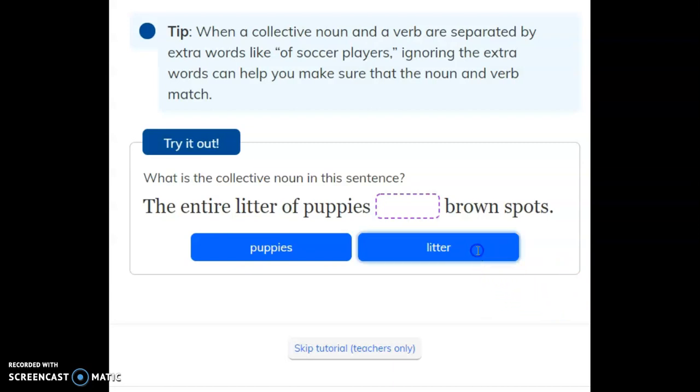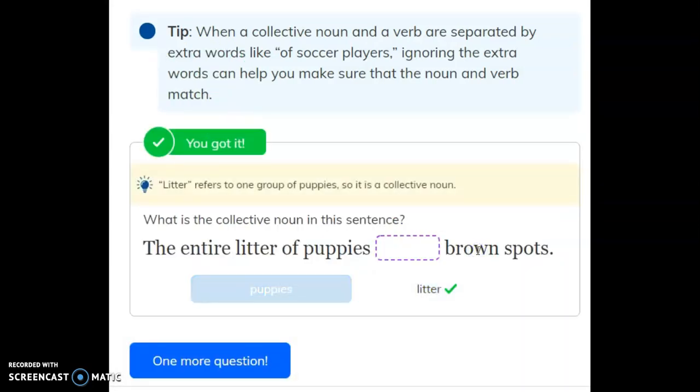Hopefully, you picked litter. The litter tells you the group of puppies. Puppies is the actual thing, the noun inside of the group, but the collective noun here is litter. Let's try one more together.